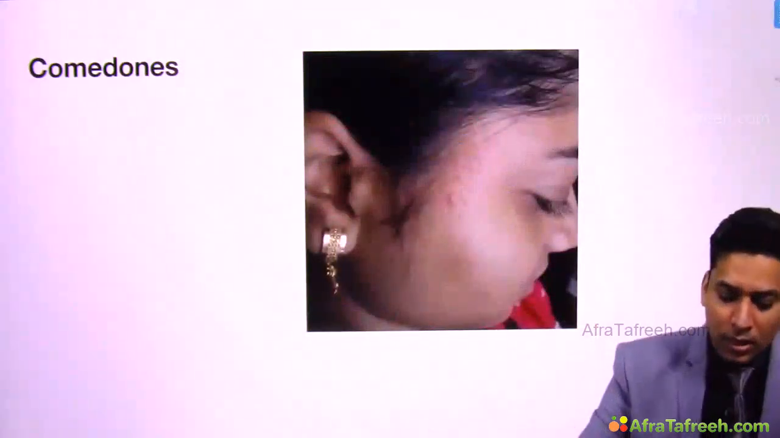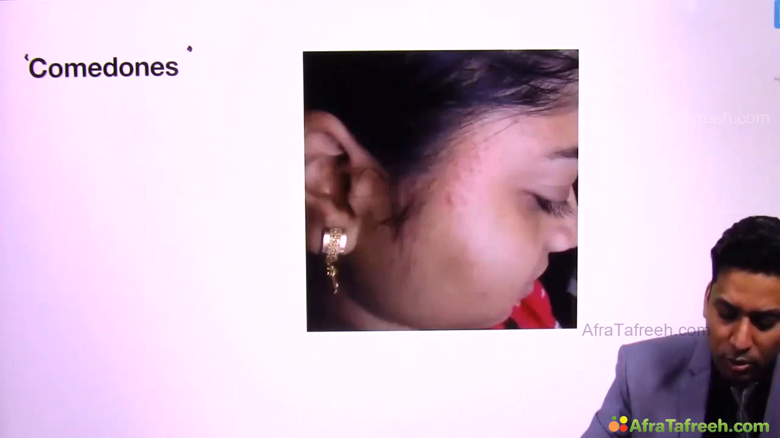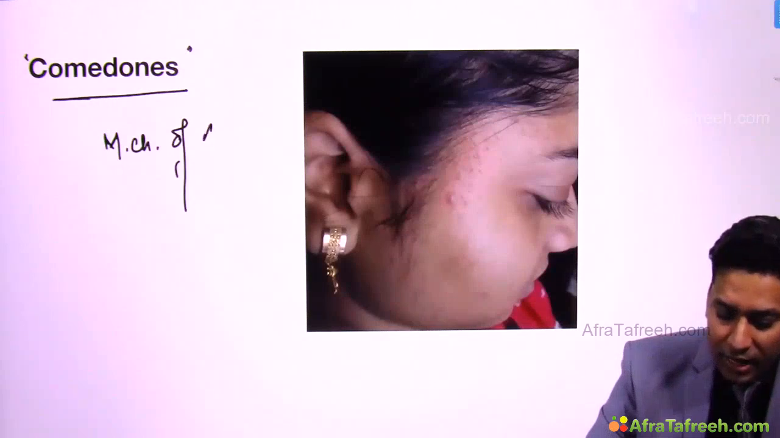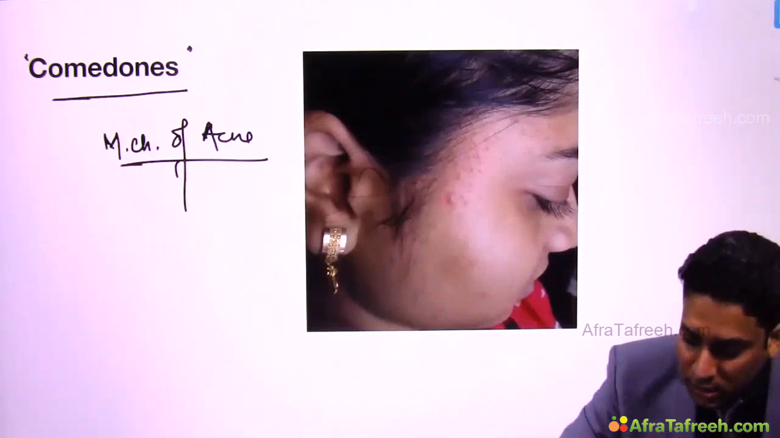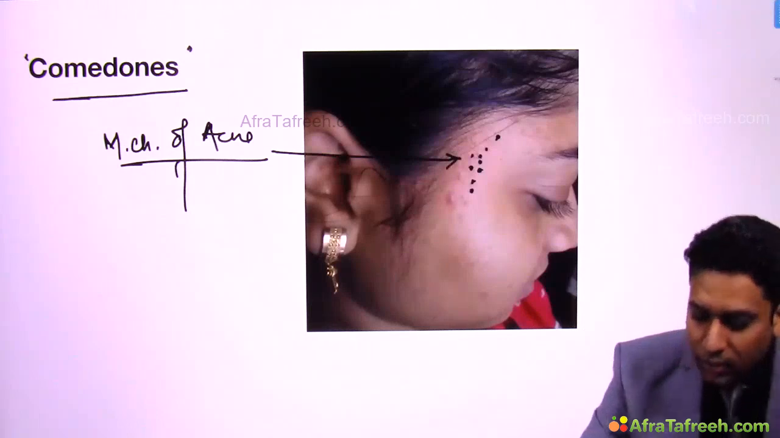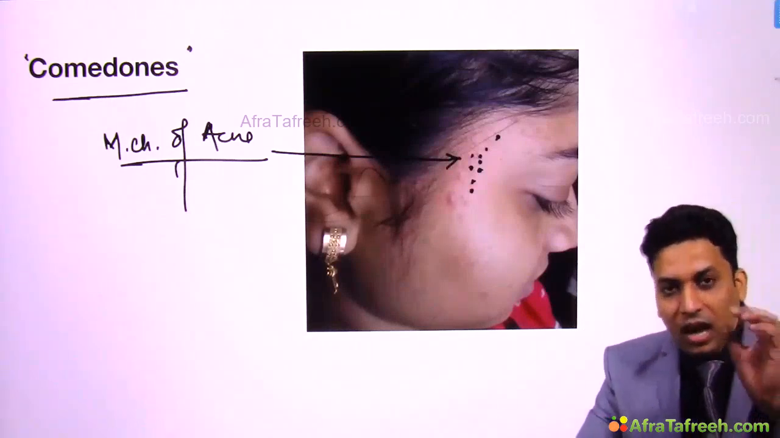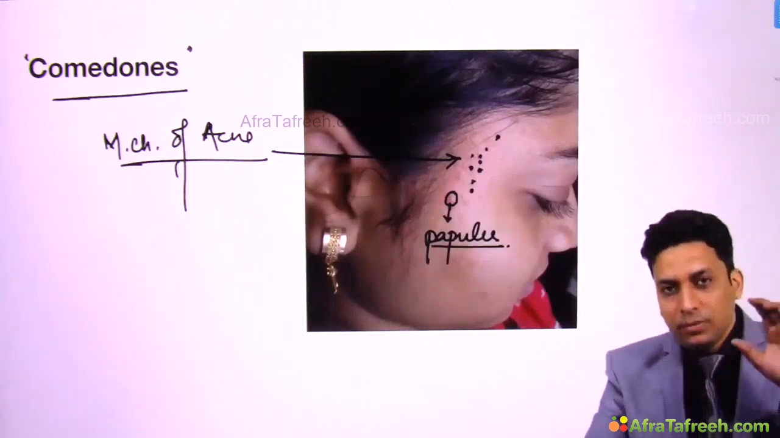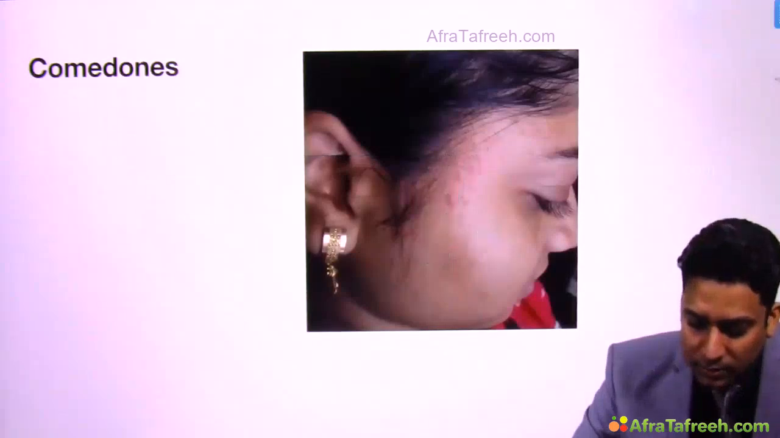Similarly, comedones. Later in acne, we'll be discussing comedones. Comedones are the most characteristic lesions of acne. So these small raised lesions, you can see these are all comedones. These are acne lesions, but when they are large, like this one, this is a papule. Papules, I already told you, are solid raised lesions less than 0.5 centimeter in size.